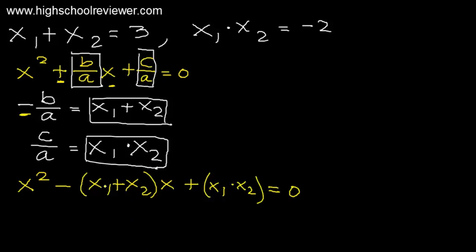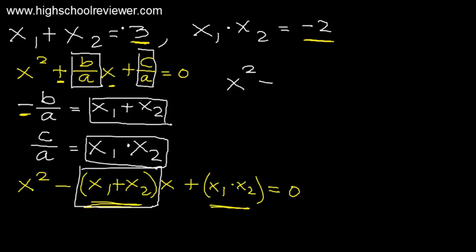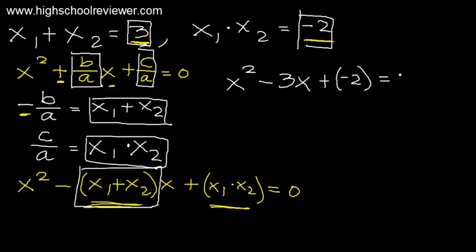And we can then substitute the values. So instead of x sub 1 plus x sub 2, we are going to substitute positive 3, and instead of x sub 1 times x sub 2, we will substitute negative 2. So substituting to find the quadratic equation, we will have x squared minus, again, instead of x sub 1 plus x sub 2, we substitute positive 3. So this will be minus 3 multiplied by x plus, now our x sub 1 times x sub 2 here, the value is negative 2, so this will be plus negative 2 equals 0.